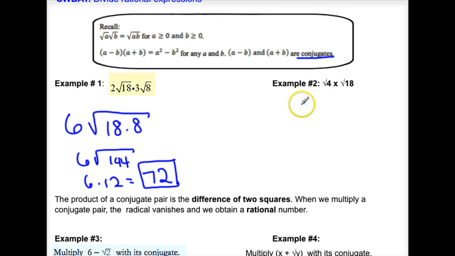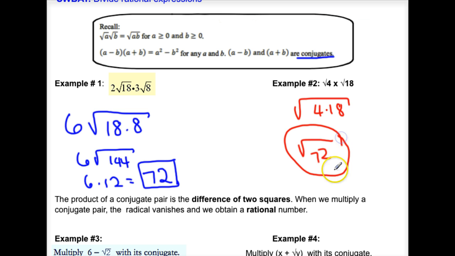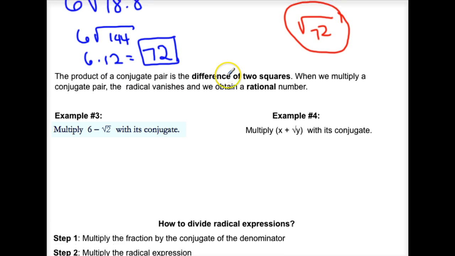So 6 times 12 is actually 72. Let's look at one more example. This is an easy one, square root of 4 times square root of 18. So what am I doing? All I am going to do is multiply 4 times 18. There's nothing that says I can't multiply these numbers, that they need to be the same. 4 times 18, we all know 4 8's 32, 4 1's is 72, and that cannot be simplified into a perfect square, so my final answer is square root of 72.